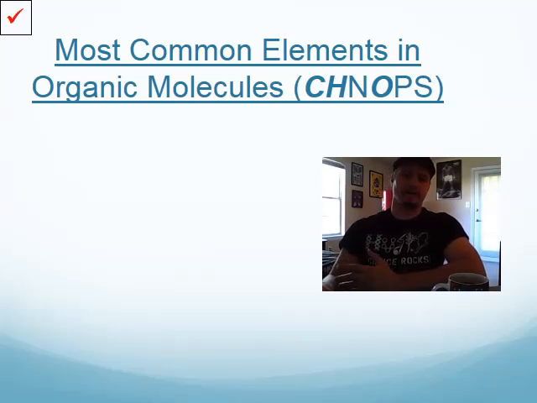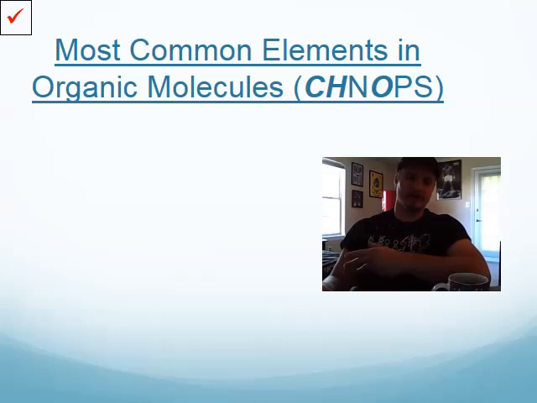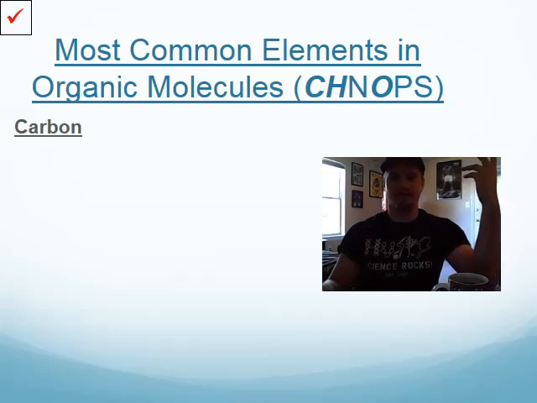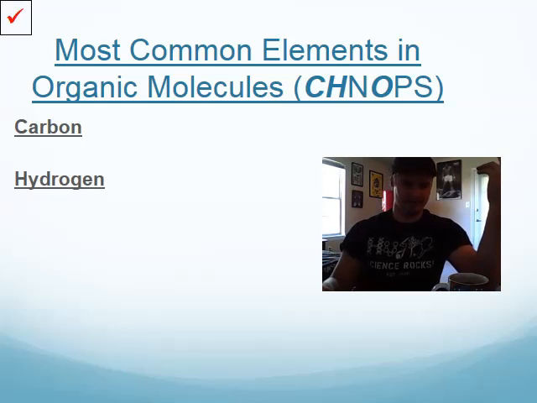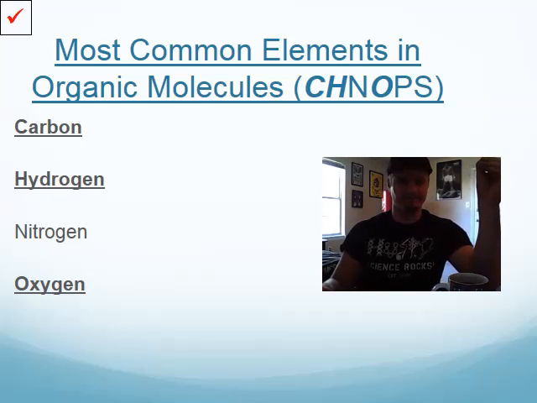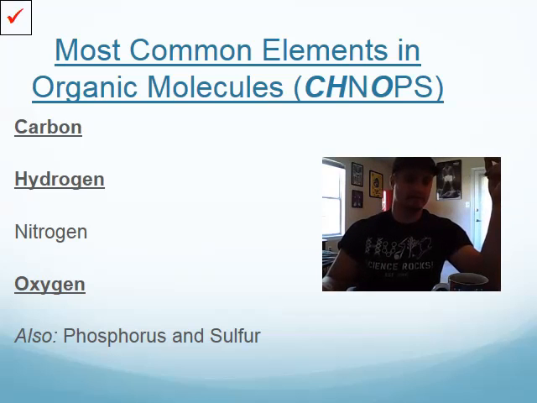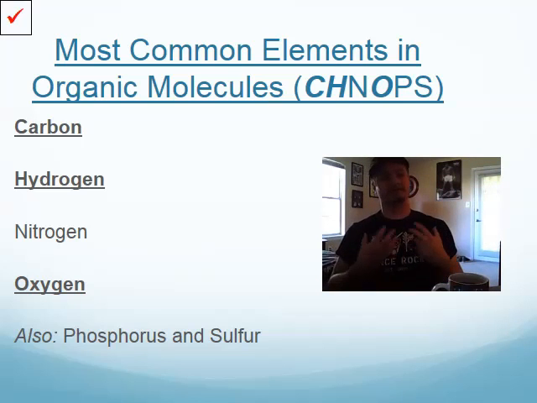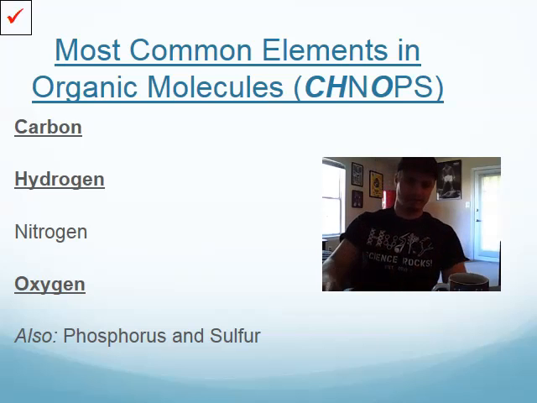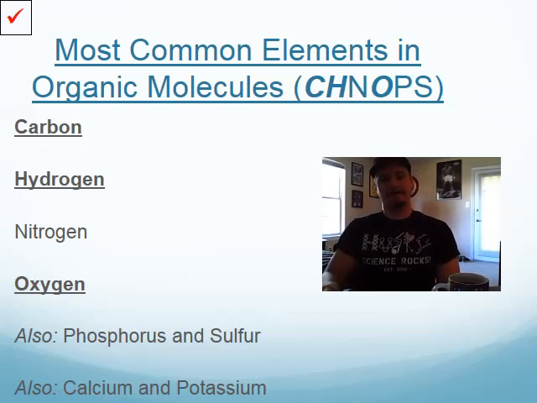So the most common elements in organic molecules can be summarized with the acronym CHNOPS. These stand for C, carbon, H, hydrogen, N, nitrogen, O, oxygen, and also we have trace amounts of phosphorus and sulfur. Those are the most abundant elements in organic molecules. By organic, we're talking about living molecules. These are the most abundant elements inside living creatures. And we also have some calcium and potassium inside there as well.